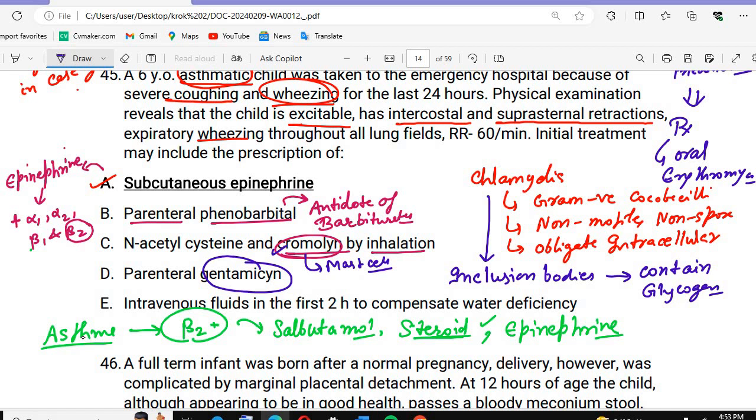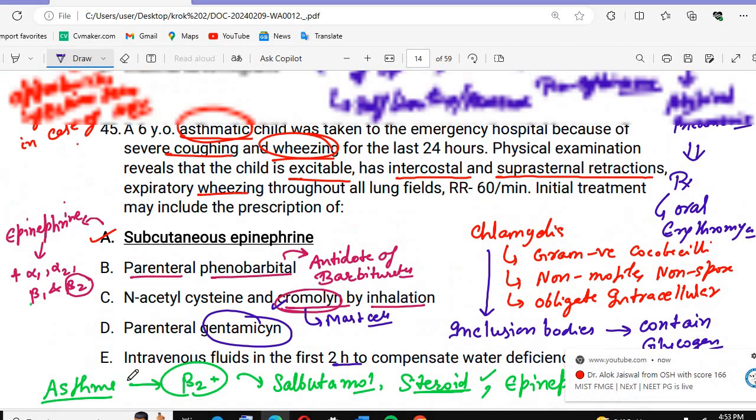Gentamicin, remember this is an antibiotic, the aminoglycosides. So that's why again not possible. We use it in the condition of pediatric pneumonia. Then intravenous fluid in the first 2 hours. So the patient having the obstruction is there.